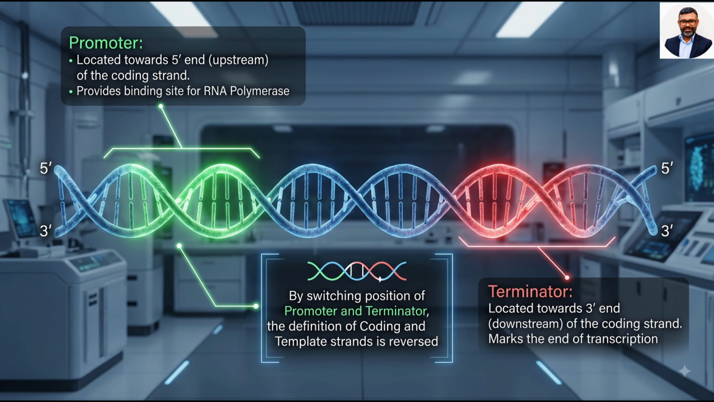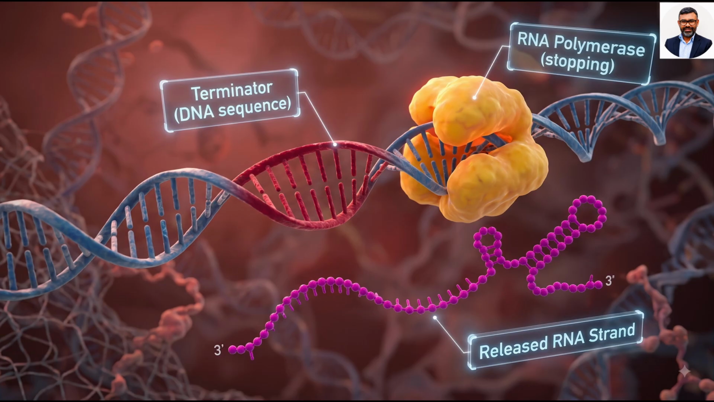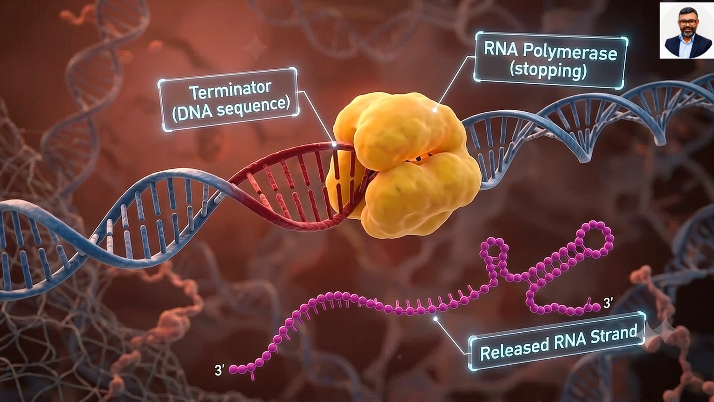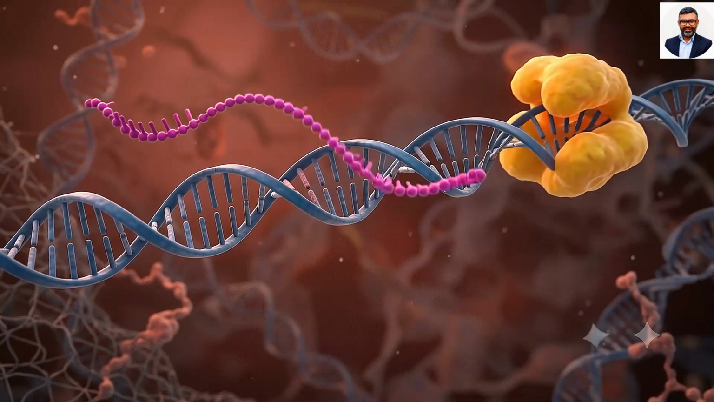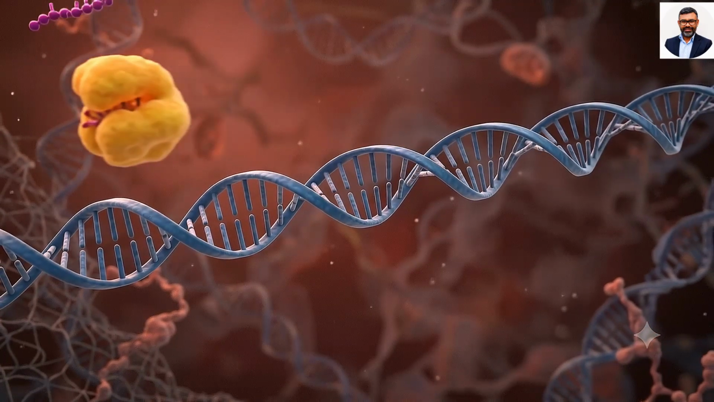By switching its position with the terminator, the definition of coding and template strands could be reversed. The terminator is located towards the 3' end, downstream of the coding strand, and it usually defines the end of the process of transcription. When RNA polymerase reaches the terminator sequence, transcription stops. The newly synthesized RNA strand is released and the enzyme detaches from the DNA.